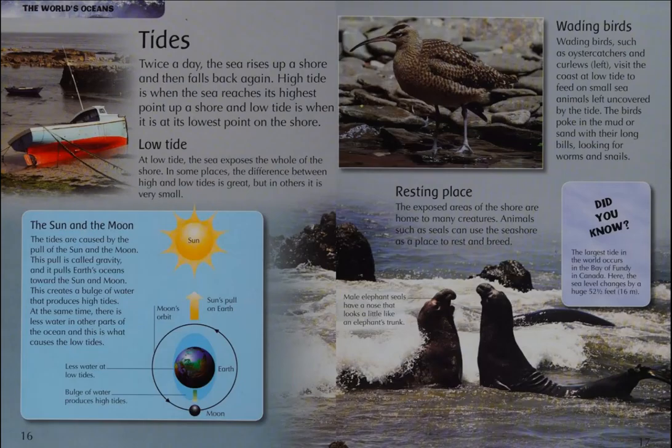Tides. Twice a day, the sea rises up ashore and then falls back again. High tide is when the sea reaches its highest point up ashore, and low tide is when it is at its lowest point on the shore. Low tide. At low tide, the sea exposes the whole of the shore. In some places, the difference between high and low tides is great, but in others it is very small.